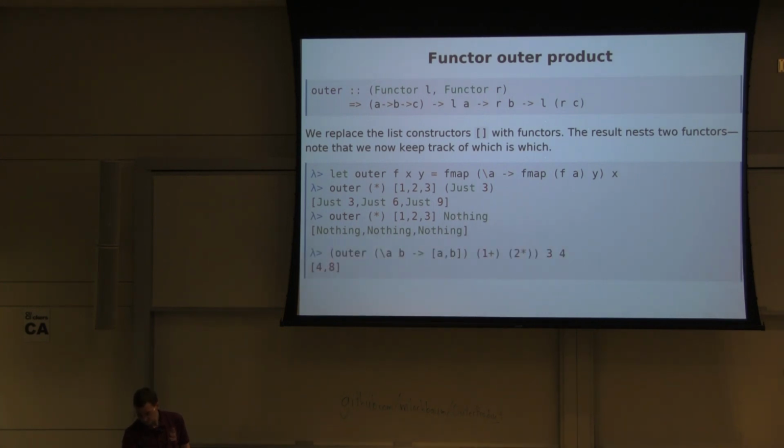We apply this to functions. What is this? So outer product applies a function to a functor and another functor, gives us a nested functor, and we apply it to arguments. Well, what it's doing here is to apply this function to this argument, and this function to this argument, and then pair them together.